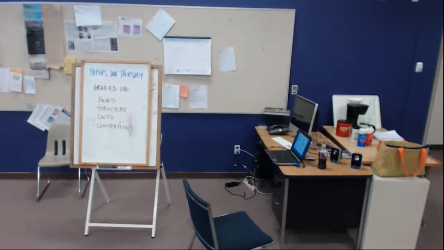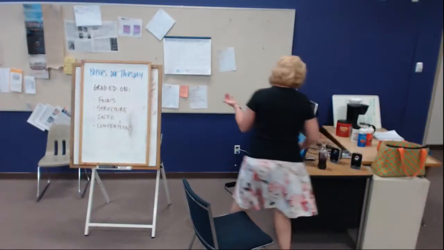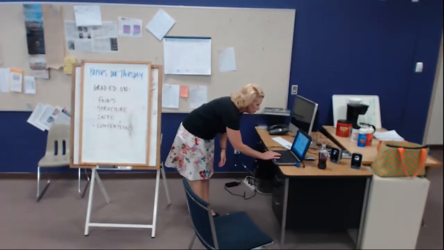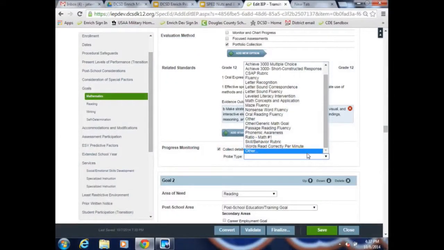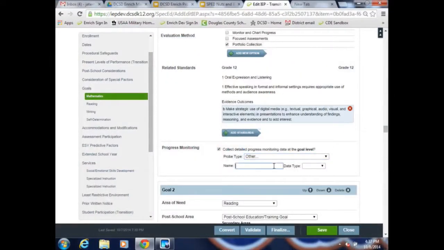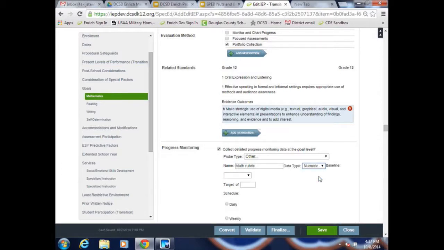Okay, so say we're doing math, and I've got my own rubric and my own probe that I'm going to pick. So if I click other... it tells me to give it a name. I'm going to say math rubric. I'm going to make it up. Okay? What is the data type? Of course, the best is numeric. So I would pick numeric.